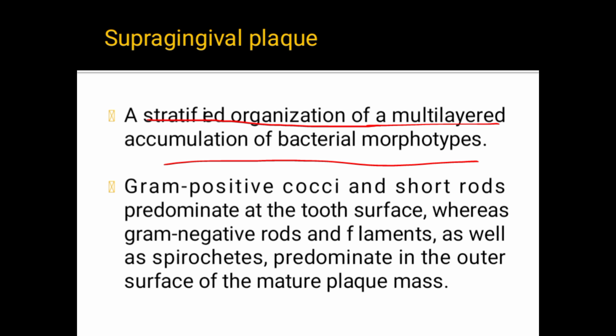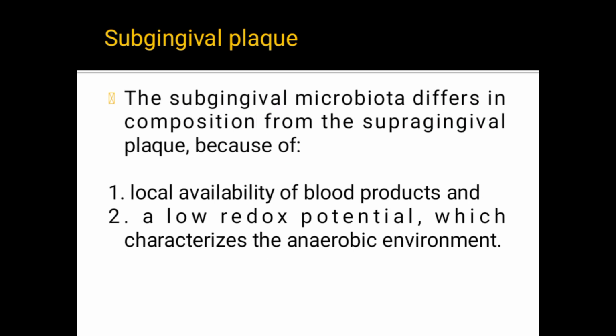Then it has a tooth surface layer and the outer surface of the plaque. The tooth surface layer is the inner layer, which consists of gram positive cocci and short rods. The outer layer of the plaque consists of gram negative bacteria like rods, filaments, and spirochetes on the outer side of the mature plaque. Subgingival microbiota differs in composition from the supragingival.